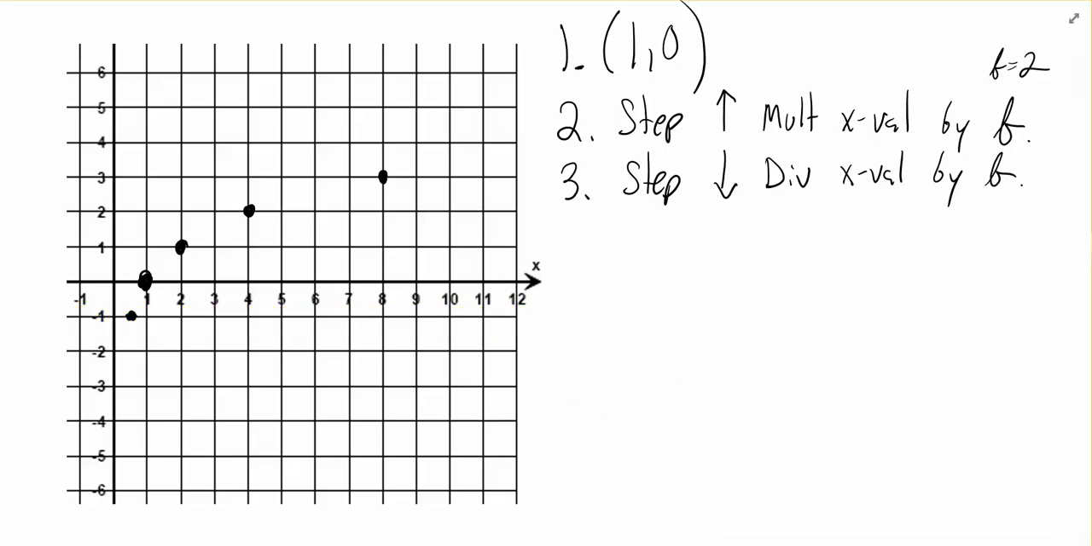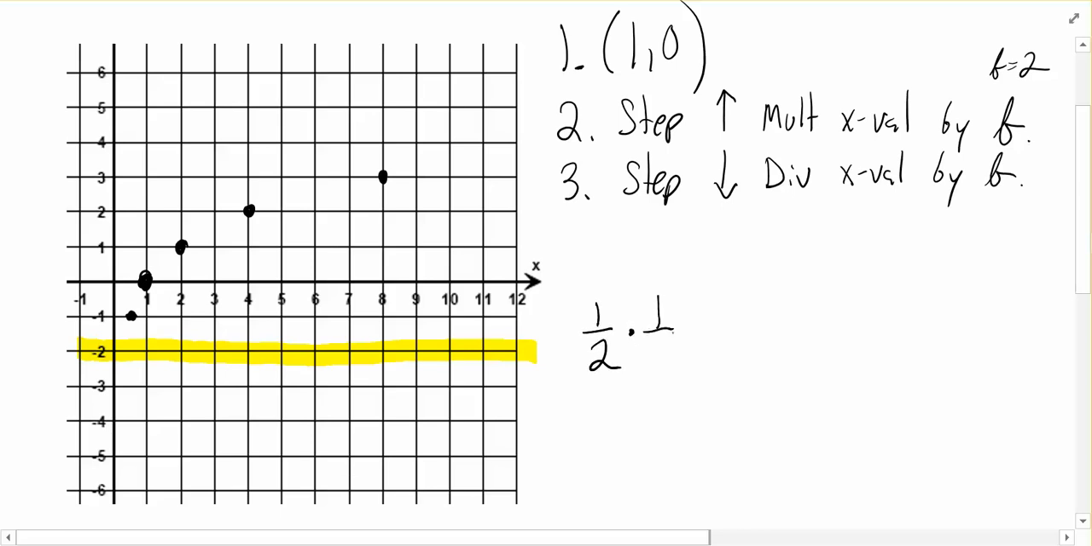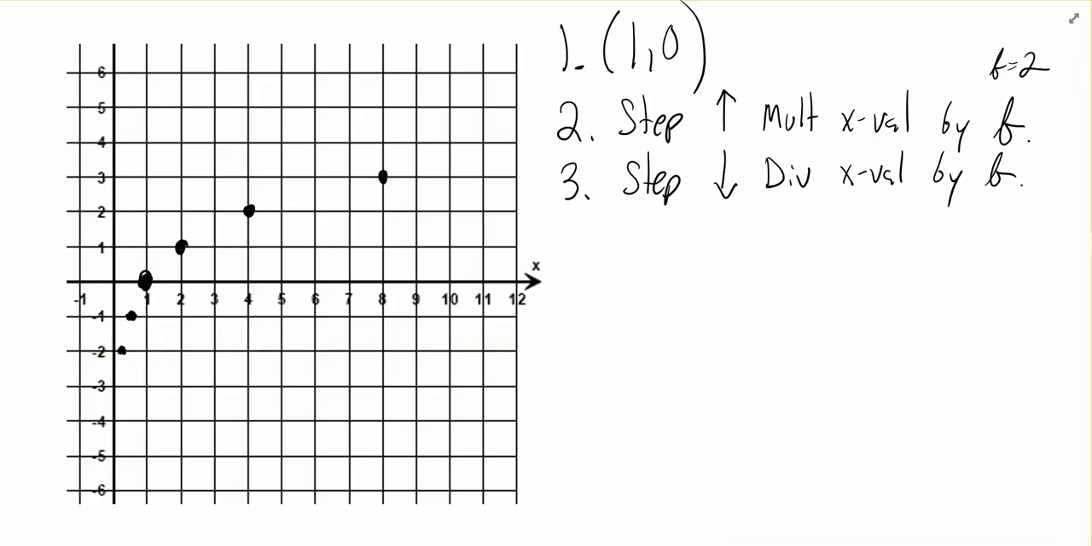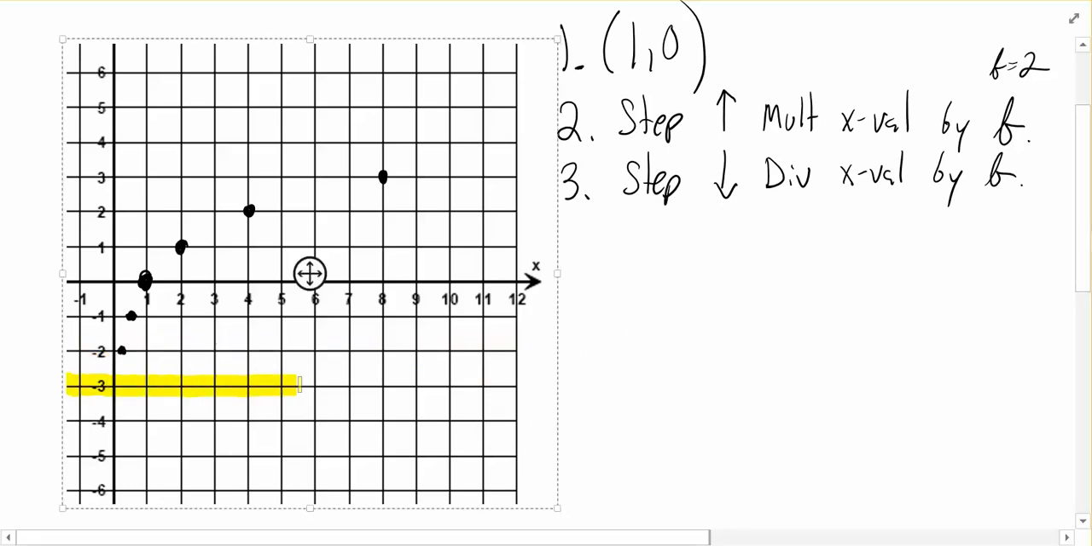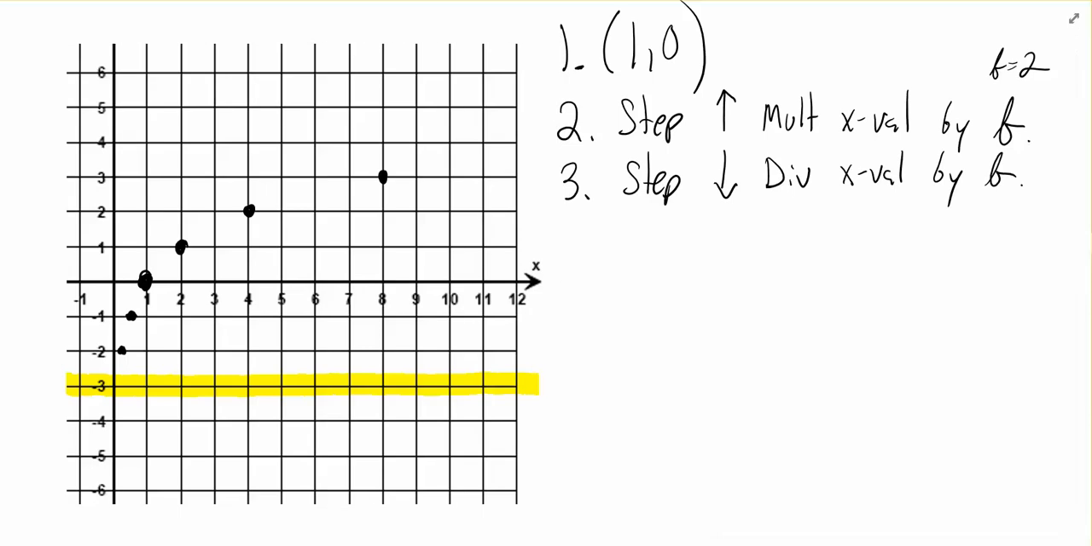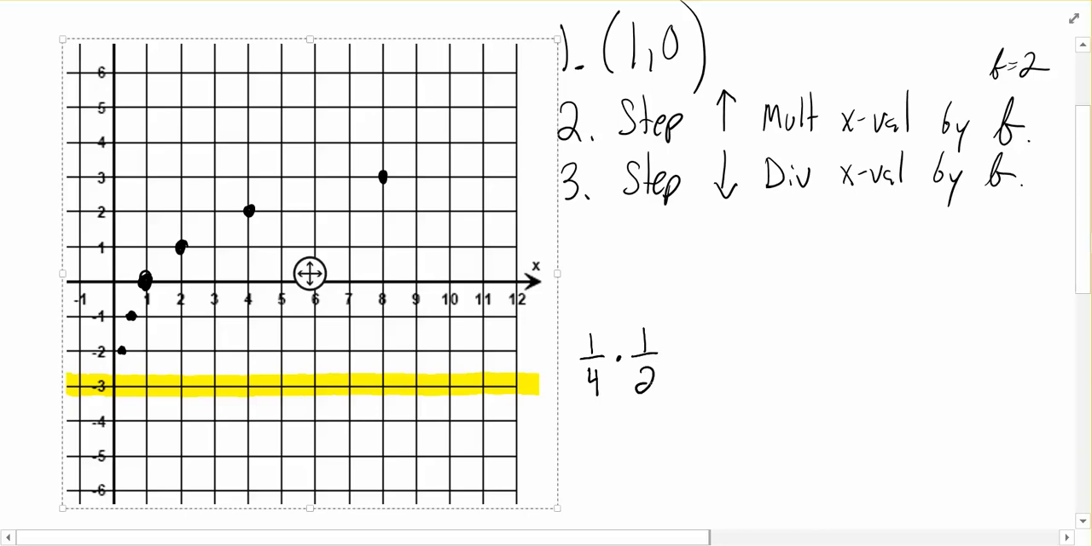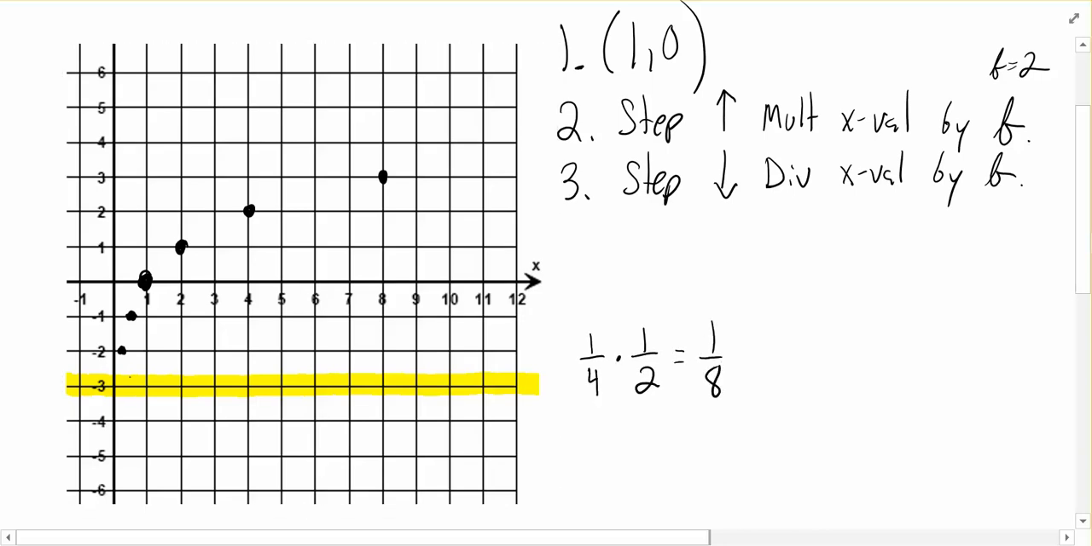If I want to take another step down, that would take me down to a y value of -2. I would take my previous x value of a half and multiply by a half again. That's going to get me 1/4. Now let's go ahead and go one more time. Let's take one more step down. My previous x value was at 1/4. I'm going to multiply by a half one more time to get 1/8.